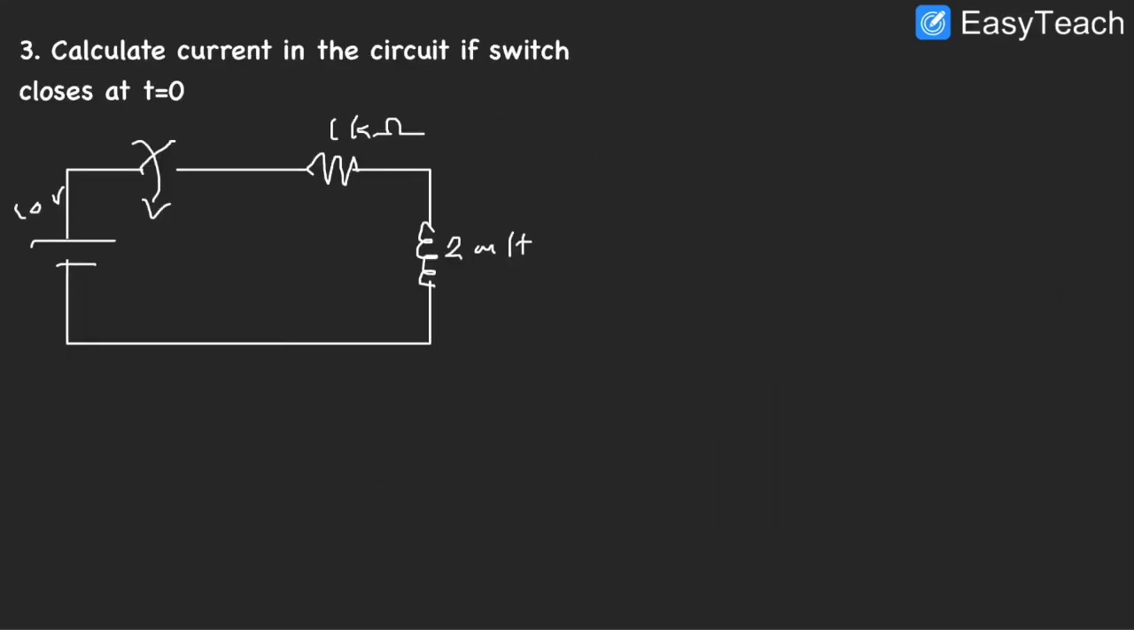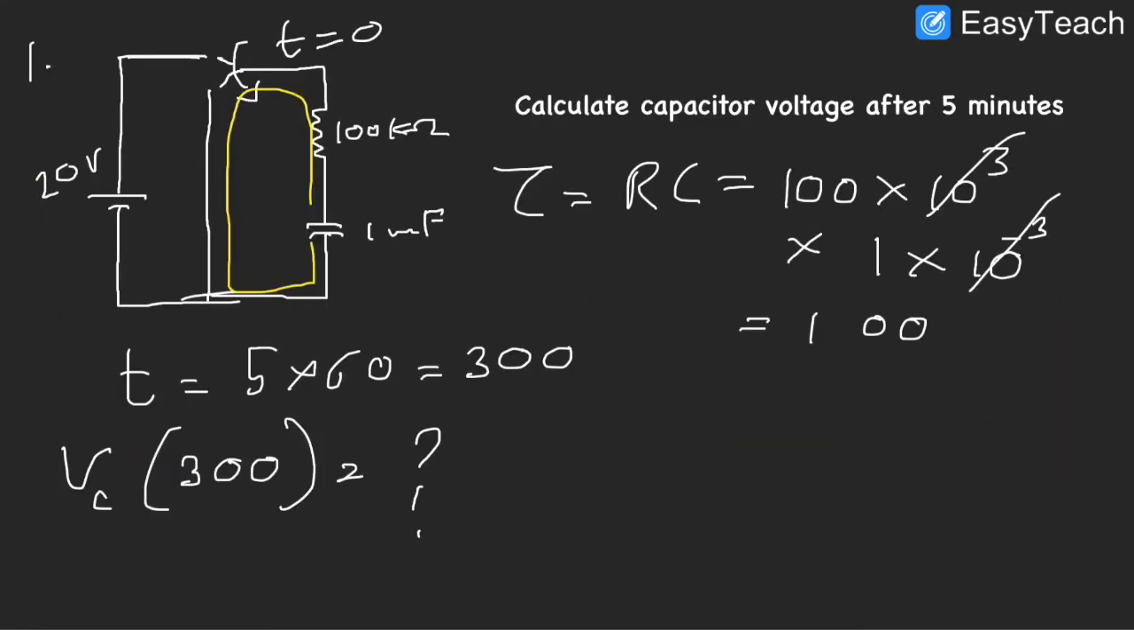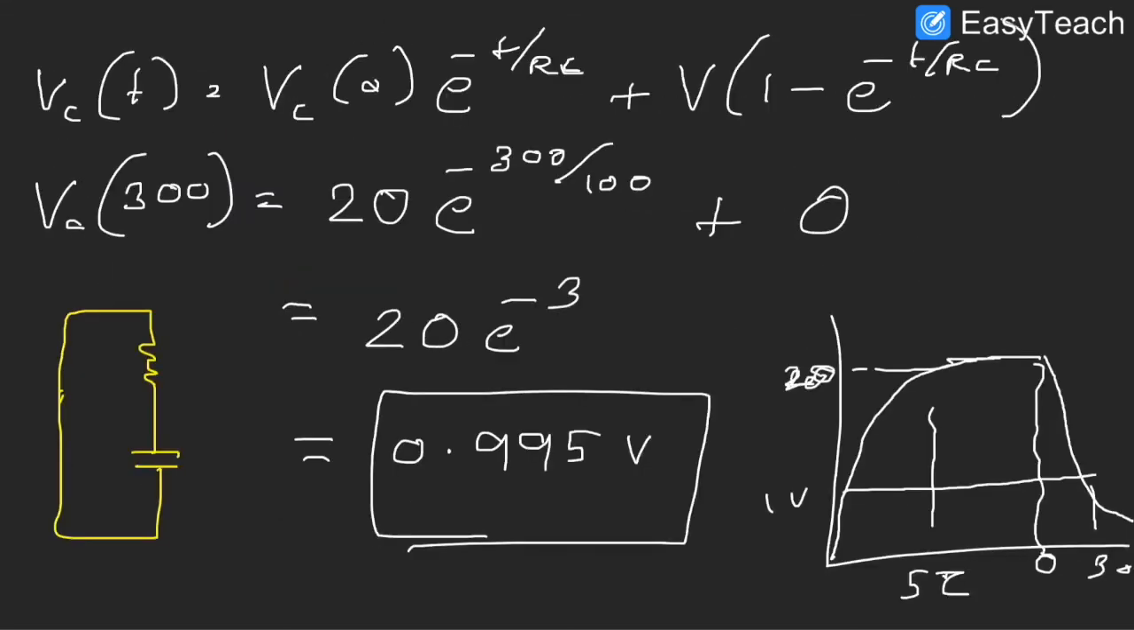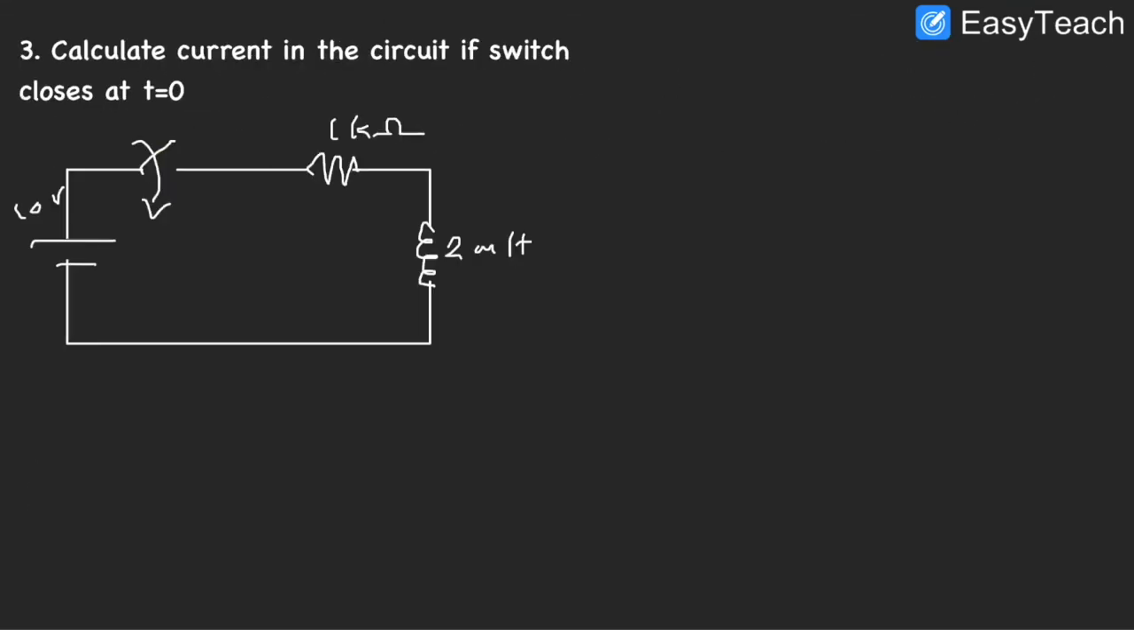Okay, now let's go to inductors. So if we remember, let's go back and look at this formula for inductors. It's for rise in current. And where we had RC, this time we have R by L. Okay, so then solve this problem.